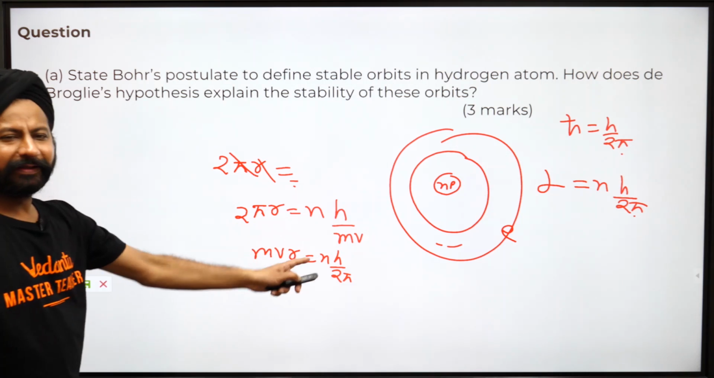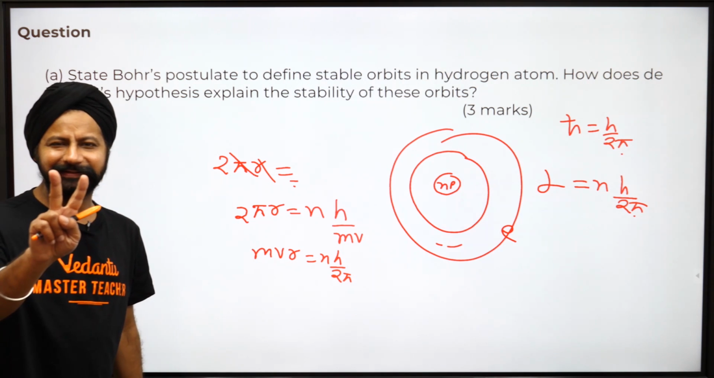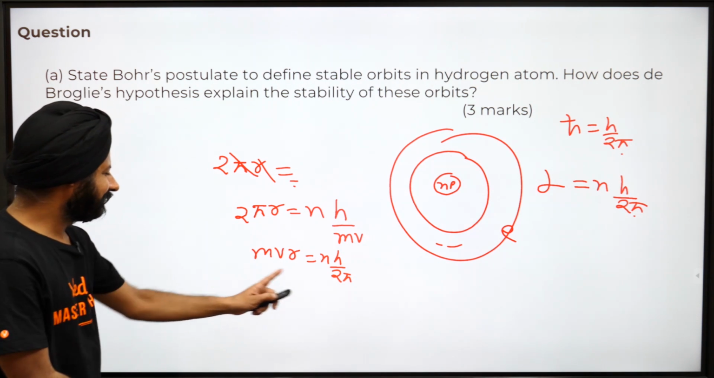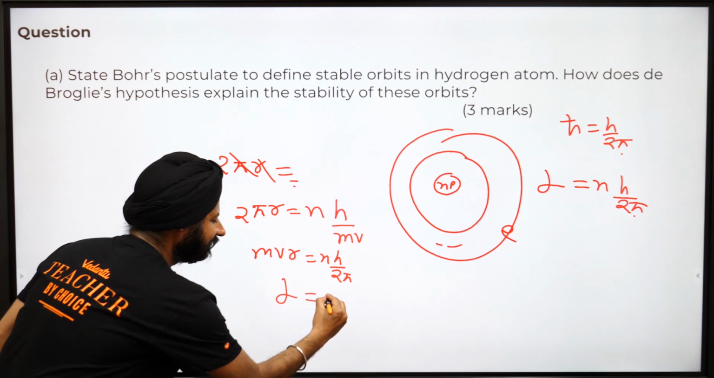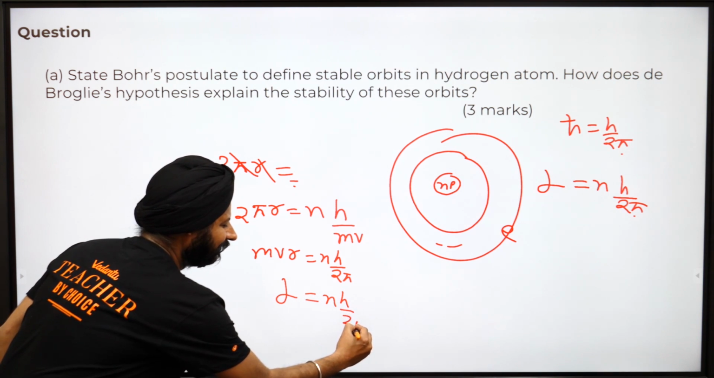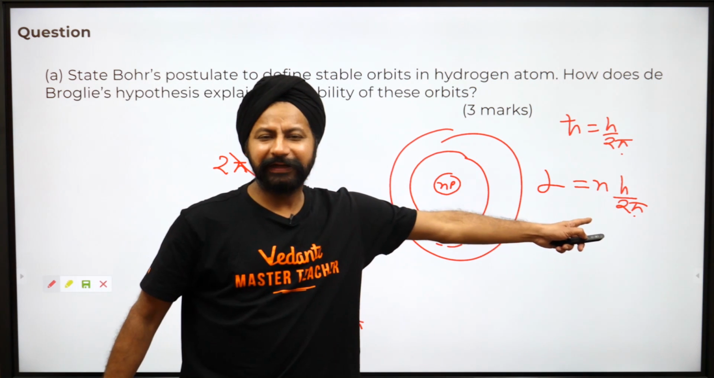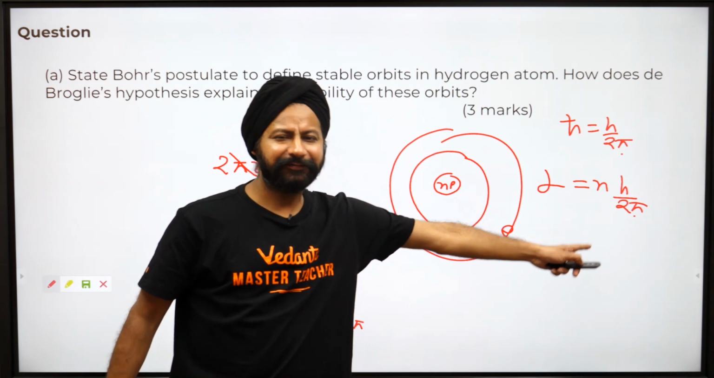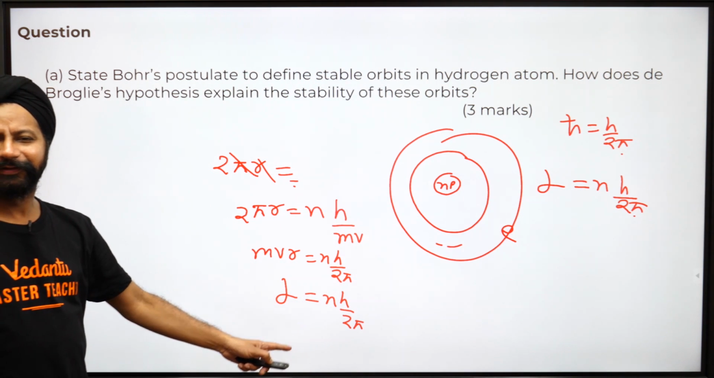Yes, you have already derived it. It took you only two lines. So this is angular momentum and that is equal to nh by 2 pi. That's what Mr. Bohr said without proving or giving a reason for it. De Broglie is giving you the reason for that.